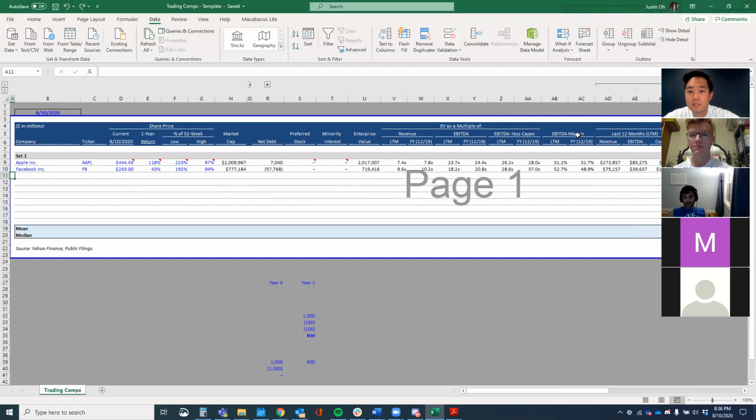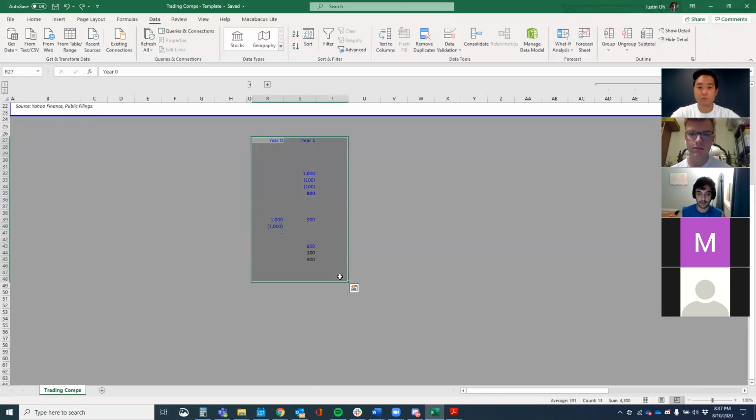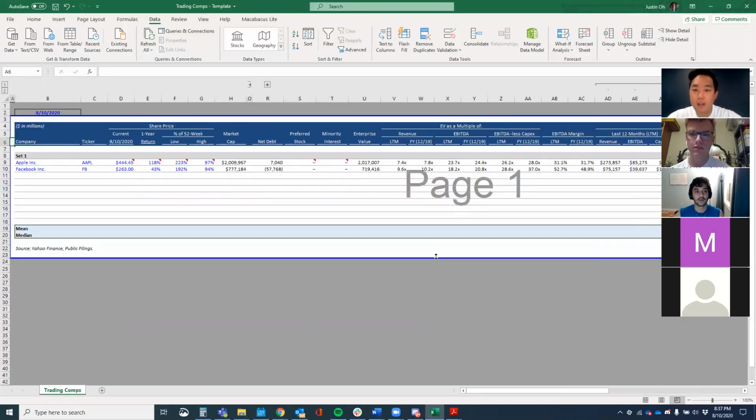Yeah, I just had one really quick one. Something came up, but how did you format the multiples to have the X? Oh yeah, that's a nice little question.